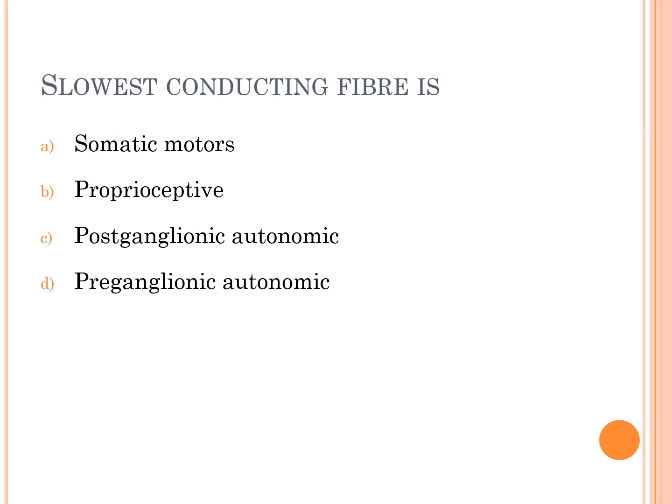Slowest conducting fiber, this is another way of asking, with the same explanation. Type C fibers are also called postganglionic autonomic nerve fibers, and type B is the preganglionic autonomic nerve fibers. So it is another way to classify. The slowest conducting nerve fiber is the postganglionic autonomic nerve fiber. Preganglionic autonomic nerve fiber is given the other name type B fibers, right? Proprioceptive is A alpha.